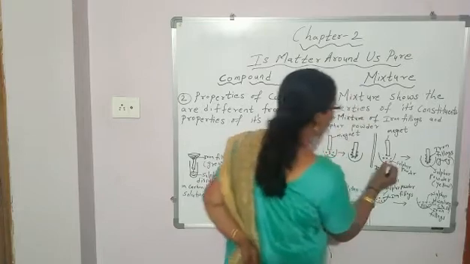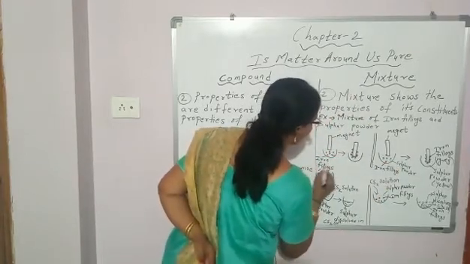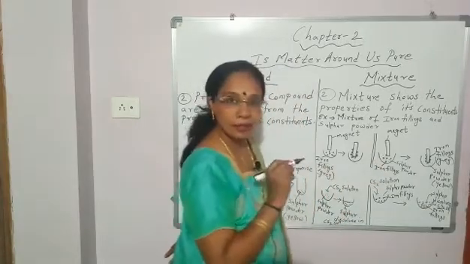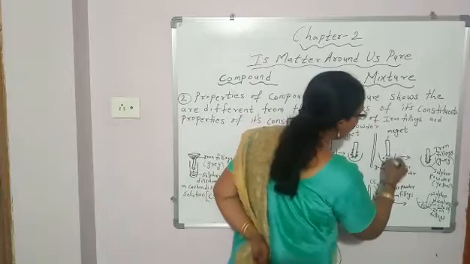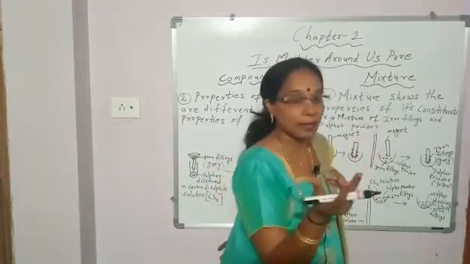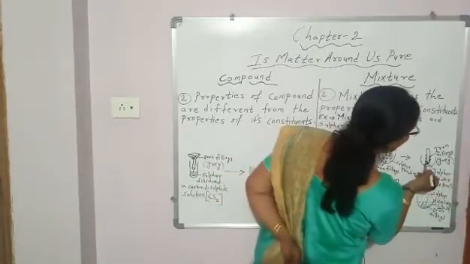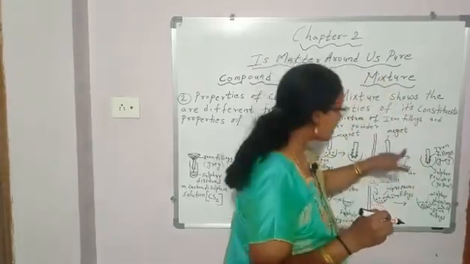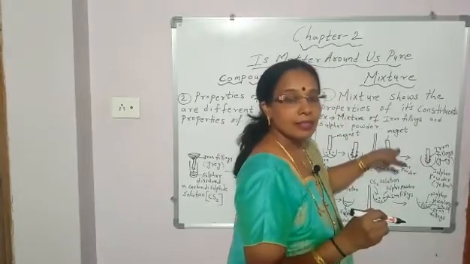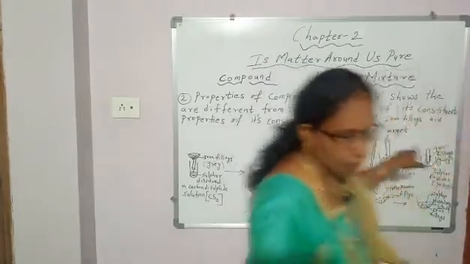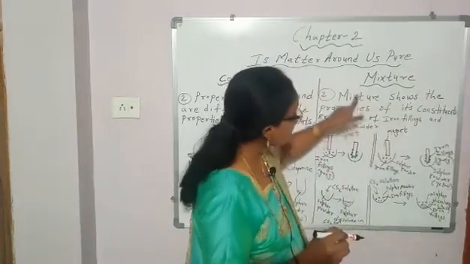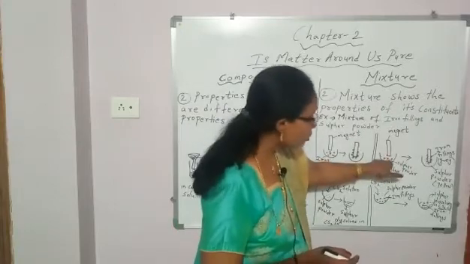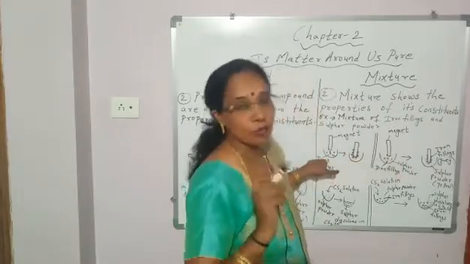Mixture shows the property of its constituent. So in this mixture, you bring a magnet. What will happen? Iron filling will get attracted to magnet. So in the mixture also, the constituents show their property, or you can say the mixture shows the property of its constituent.